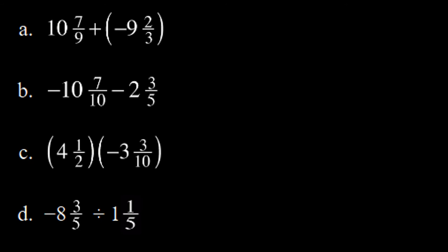So let's start. For A, I've got a 10, and I also have a negative 9. And I also have a 7/9, and I also have a negative 2/3. This is one of the things that's kind of interesting about mixed numbers, right? This negative 9 and 2/3 is literally a negative 9 and a negative 2/3. So the whole fraction's negative, so that's why it's 7/9 minus 2/3. 10 minus 9 is 1, and I've got 7/9 minus 2/3.